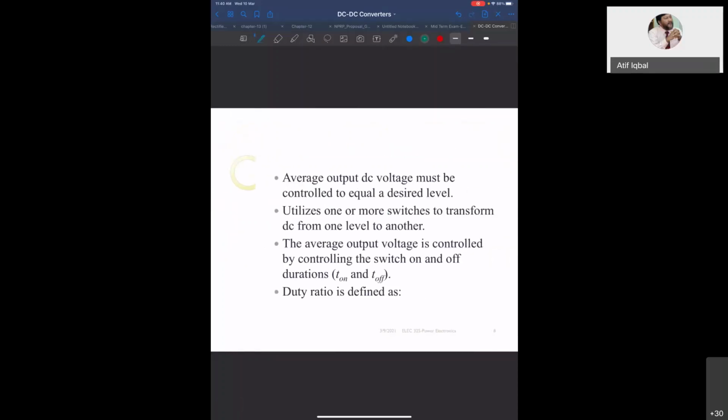The average DC voltage must be controlled equal to the desired level. This utilizes one or more switches to transform the DC from one level to another. So you need some power switch. Generally, we use a MOSFET at high switching frequency for the DC-DC converter. The average output voltage is controlled by controlling the switch on and off duration. You see, you have the switch.